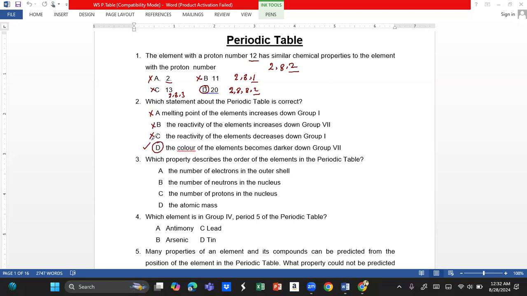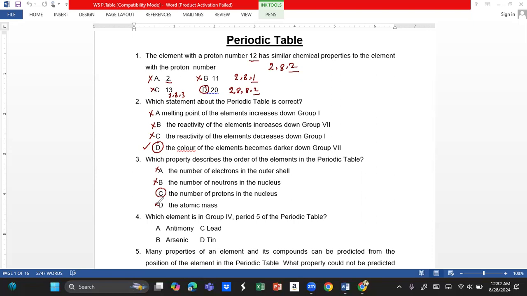Question number 3. Which property describes the order of the elements in the periodic table? Option A, the number of electrons in the outer shell. The number of electrons in the outer shell, no, it is incorrect. The number of neutrons in the nucleus, not at all. The number of protons, yes, it is correct. The atomic mass, no. So let's do the explanation of this MCQ.